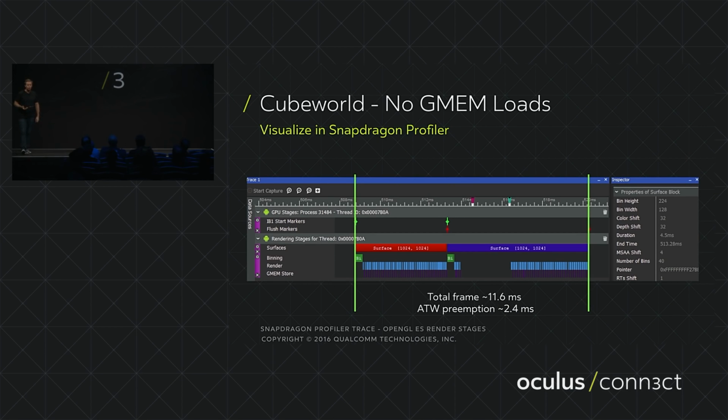In this case, the total frame time is about 11.6 milliseconds, and the preemption time about 2.4. So all in all, no big deal. That's what we would expect with no GMM Loads.